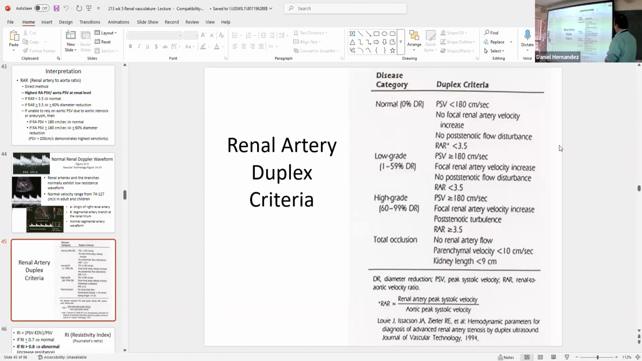Just looking at degree of stenosis. To be honest, when you're reporting out, they really only report out greater than 60%, if your RAR is greater than 3.5 and your peak systolic velocity is greater than 180.